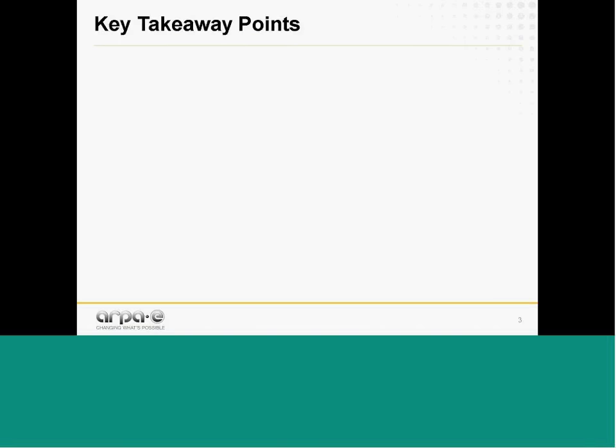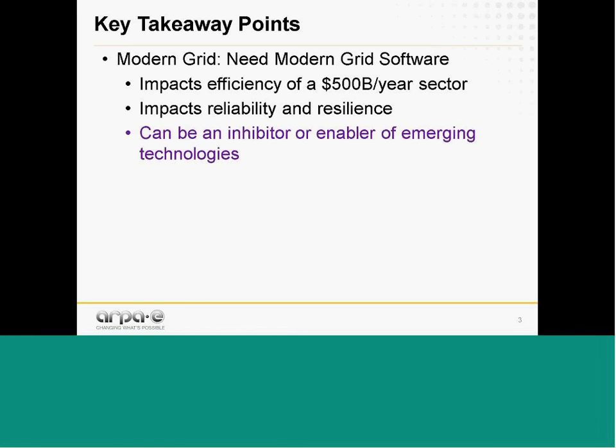So, introduction. What are the main points we're trying to bring forward? There's been a lot of emphasis from ARPA-E on getting a modern grid, but with a modern grid, you also need modern grid software. This is a $500 billion a year sector, and when you improve your software and your management systems, that can go a long way toward making a huge dent in the operational efficiency and reliability of your system. Modern grid software can really be an inhibitor or an enabler for all these emerging technologies coming into our modern grid. That is a real core focus of this grid competition.